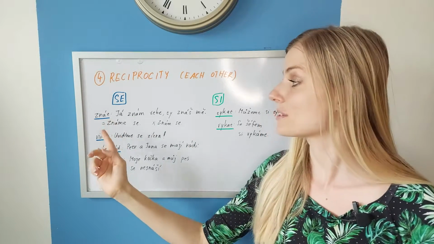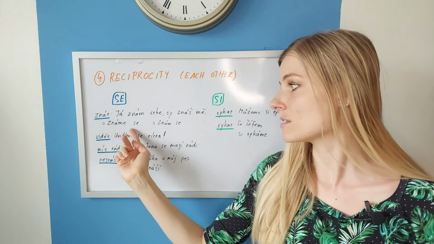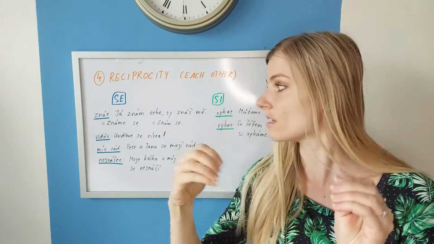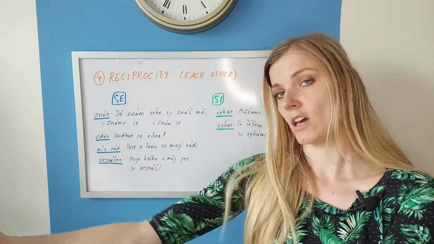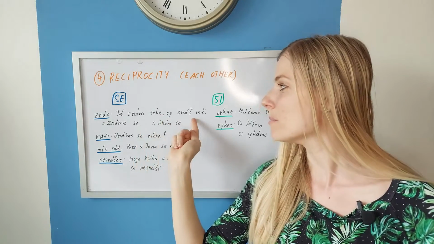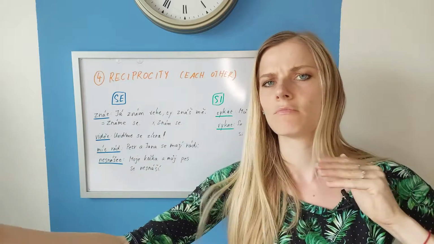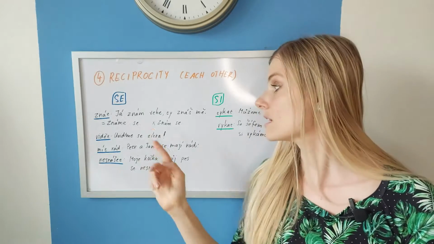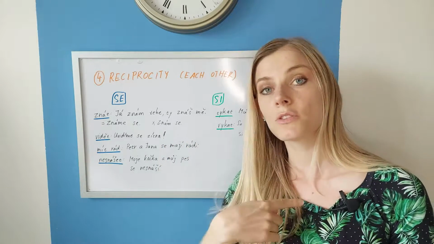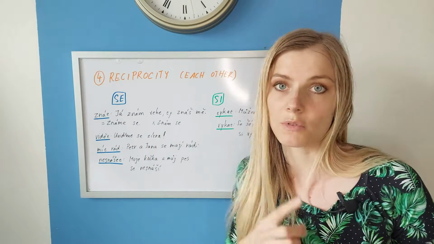Let's have a look at the first example. Znát, to know something or someone. When you say známe se, it means we know each other. You could separate the information and say já znám tebe, ty znáš mě, známe se. I know you and you know me, we know each other. So there is this reciprocity, se meaning each other. However, if you say znám se, it would mean I know myself. There would be no reciprocity because the verb is in the first person singular. We're only talking about one person.